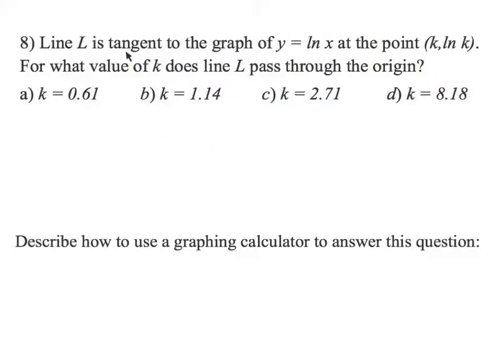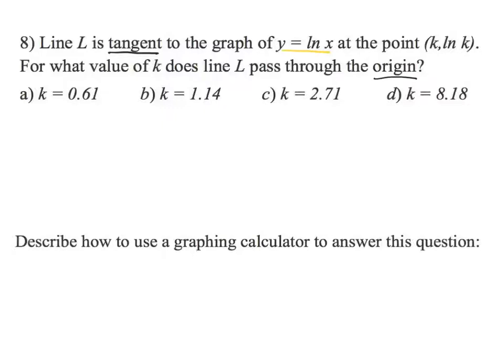Line L is tangent to the graph y equals ln x at the point k, ln k. For what value of k does the line L pass through the origin? Now that might be a little confusing. Some key words here are origin. You have a tangent line. We're going to be using this equation.